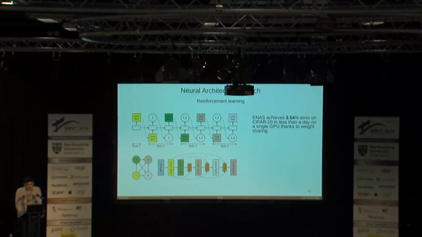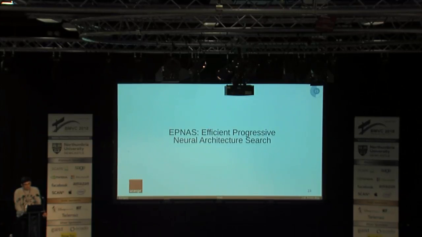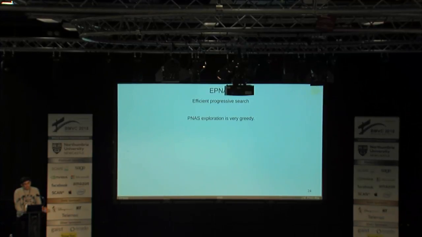Doing that trick, they were able to reduce the search time of the previous reinforcement learning method from 800 GPUs in a month to 1 GPU in a day. So that's quite an improvement. Since we found that progressive neural architecture search is giving very good results, we wanted to try that trick of parameter sharing among sample architectures and see if we could do well in PNAS as well.